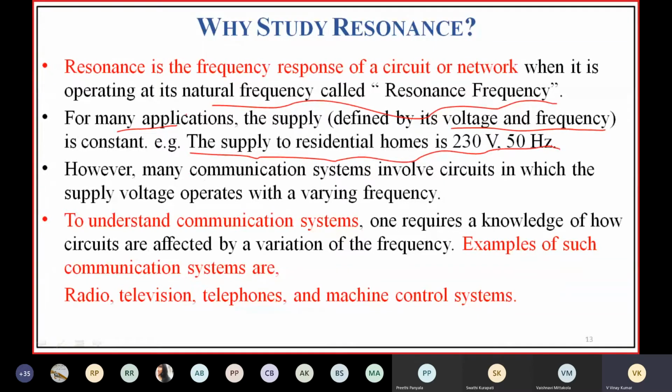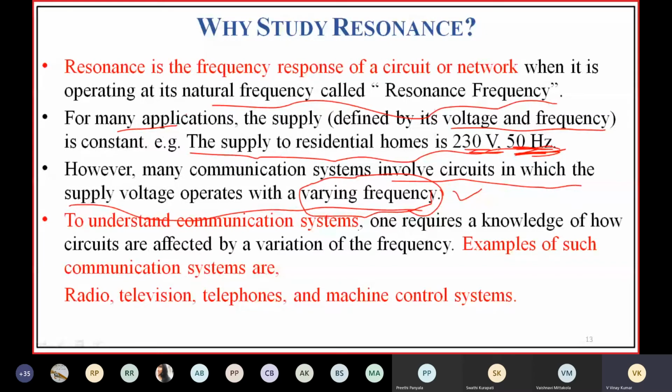However, many communication systems involve circuits in which the supply voltage operates with varying frequency. Here the frequency is variable. In communication systems, frequency is variable. For home appliances, you apply a fixed voltage operated at 50 Hz only, whereas in communication systems, you vary frequency.